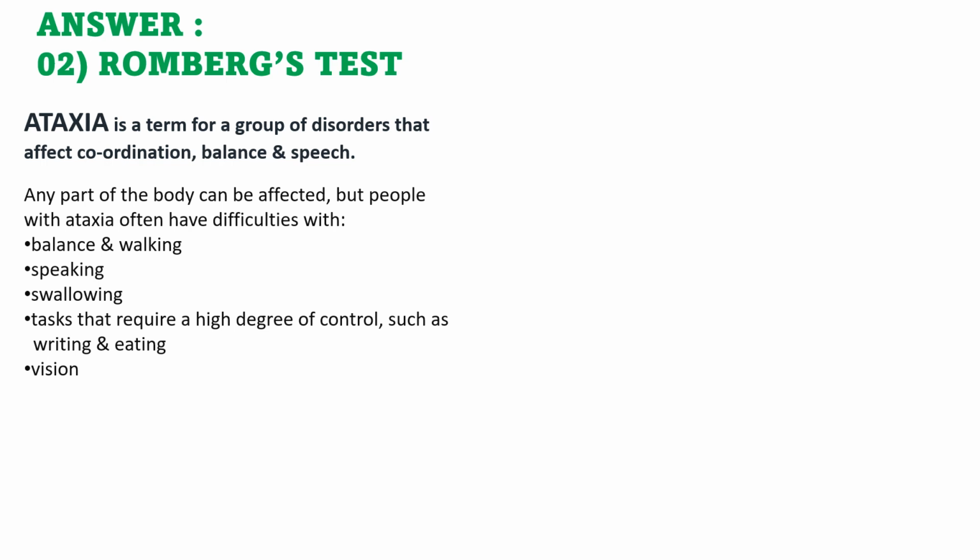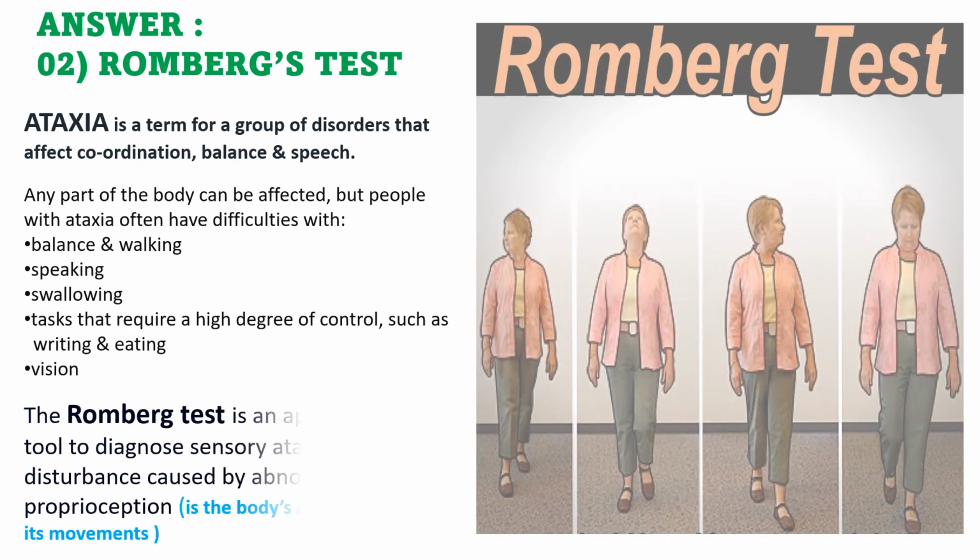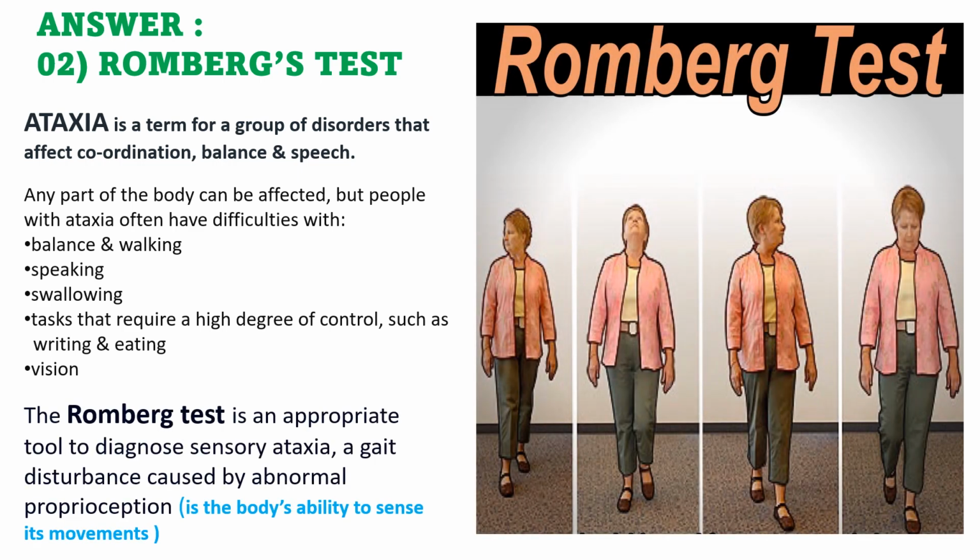Some people may also find difficulty with vision. Now coming to the Romberg's test, it is an appropriate tool which is used to diagnose sensory ataxia. In sensory ataxia, the gait will be disturbed because of abnormal proprioception. What is proprioception? It is the body's ability to sense its movement. So if a patient is ataxic and Romberg's test is positive, it means that the ataxia is sensory in nature. But if a patient is ataxic and Romberg's test is not positive, it suggests that the ataxia is cerebellar in nature.